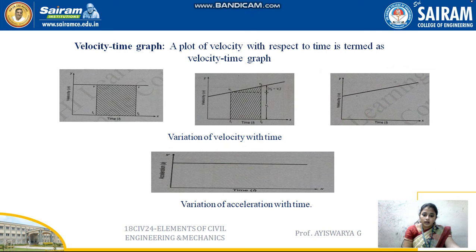And finally, acceleration with respect to time. So we have seen velocity, and the next one is acceleration. Here you can see the acceleration is uniform with respect to time. So these are the different types of graphs with respect to graphical representation.